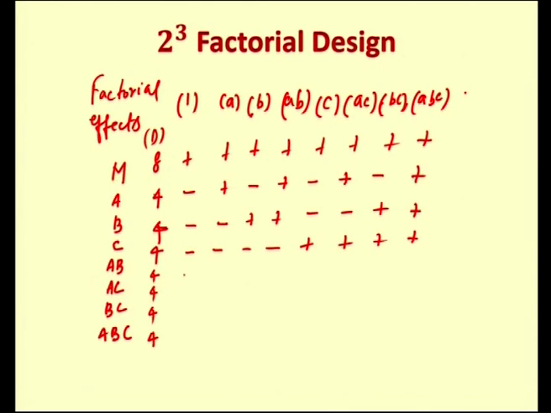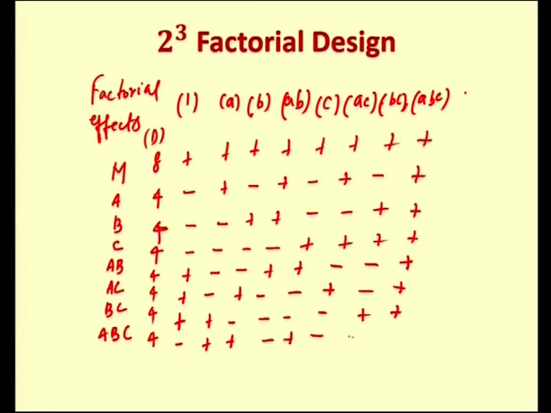So, the signs will be plus, minus, minus, plus, plus, minus, minus, plus, and plus, minus, plus, minus, minus, plus, minus, plus, and plus, plus, minus, minus, minus, minus, plus, plus, and finally for the interaction effect ABC we have minus, plus, plus, minus, plus, and finally plus. So, this is the table of divisors and signs.